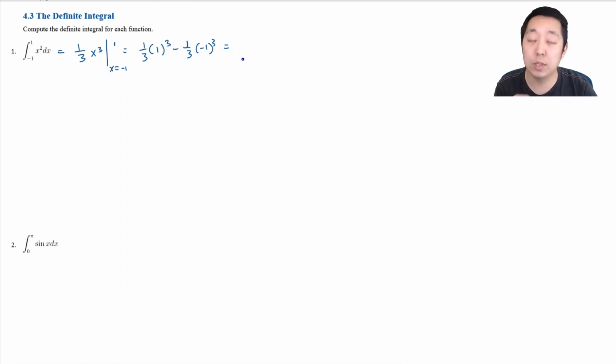And this is way simpler than doing the Riemann sums for these, right? So this would be 1/3. This would be -1. -1 times -1/3 is +1/3. So plus 1/3, that's equal to 2/3.